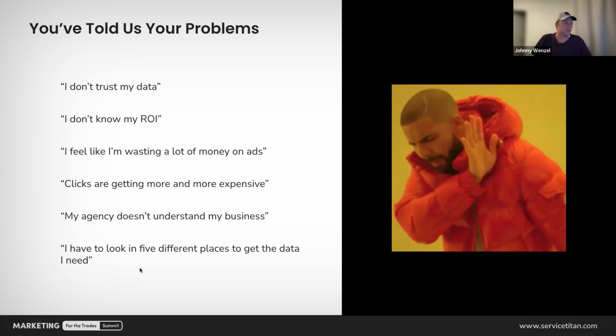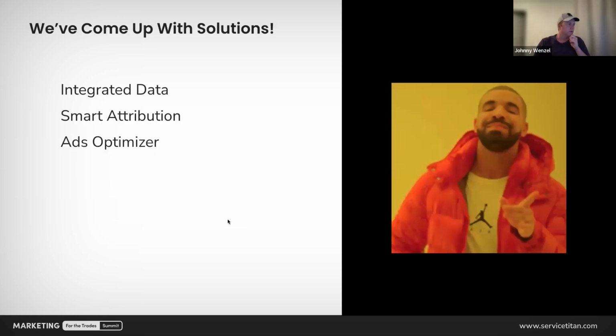And this last one's a really important one: I need to look in 5 different places to get the data I need. You're in ServiceTitan, you're on the marketing scorecard, and then your agency gives you their report, and that's there. Then you go into Google Analytics and see what they have, and you're trying to piece it all together. At the end of the day, you're just deciding which story to believe, because you're all kind of telling different stories, which can be tricky. So we wanted to solve all of these, which is where our solutions came into place: integrated data, smart attribution, and ads optimizer.